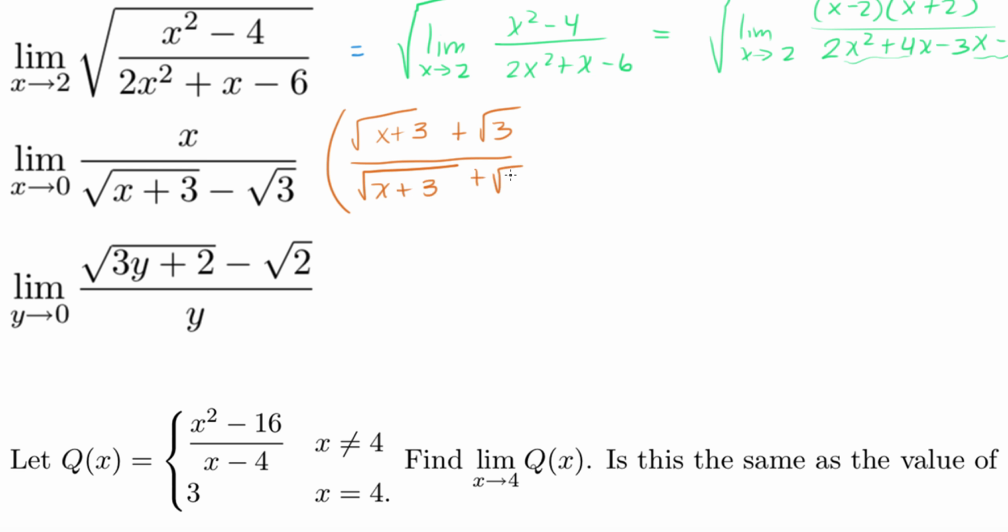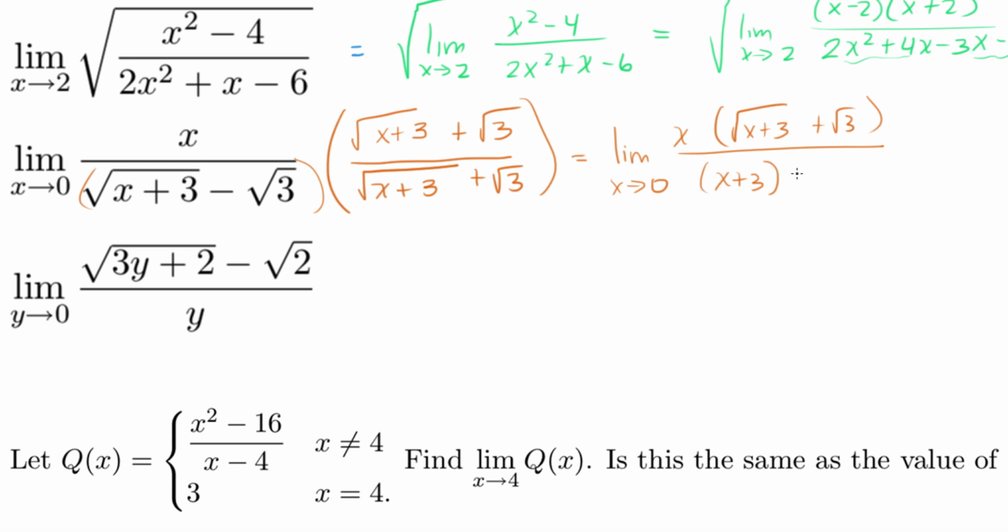Okay? Now, the reason we multiply by the conjugate is because the terms with radicals are going to disappear. When you do multiplication of conjugates, do not distribute the terms that are not being conjugated. Therefore, x, leave it outside. Okay? So this is the limit when x approaches 0 of x times the conjugate, so square root of x plus 3 plus radical 3. In the denominator, we FOIL. Okay? So first, square root of x plus 3 times square root of x plus 3 is x plus 3. Then plus square root of 3 times square root of x plus 3.